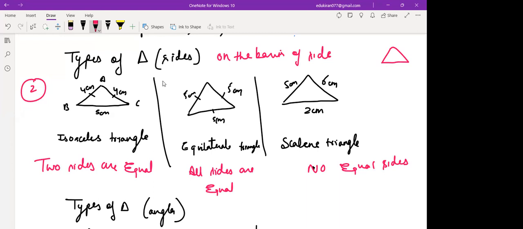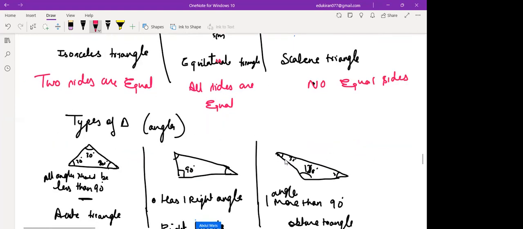On the basis of sides, we have three triangles. One is isosceles triangle, one is equilateral triangle, and one is scalene triangle. Isosceles triangle, two sides are equal. Equilateral, all sides are equal, and if no sides are equal, then it is scalene.